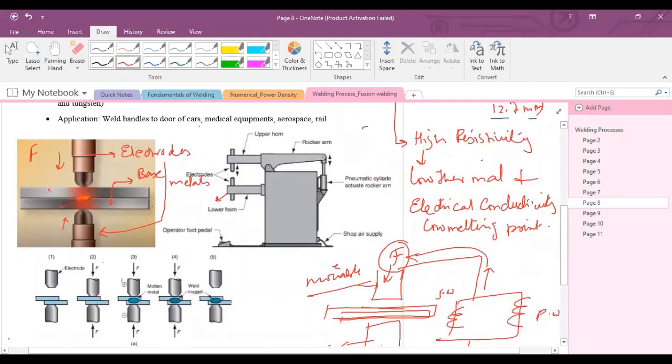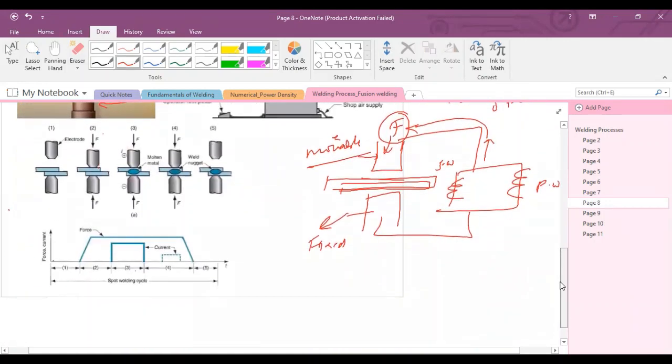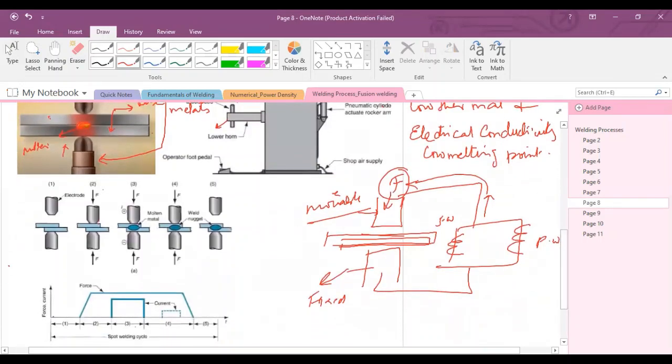This orange part represents the molten metal, and after the application of the force, the two molten parts will fuse together and form a weld joint.